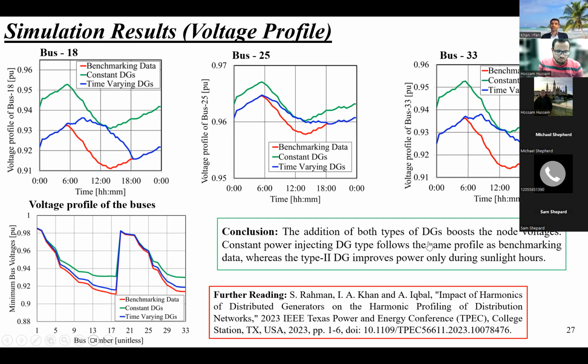So addition of both types of DGs boosts node voltages. They improve voltages. The constant power injecting DG type follows the same profile as the benchmarking data, whereas type 2 DG, which is variable power, only provides during sunlight hours and improves voltage during sunlight hours too.